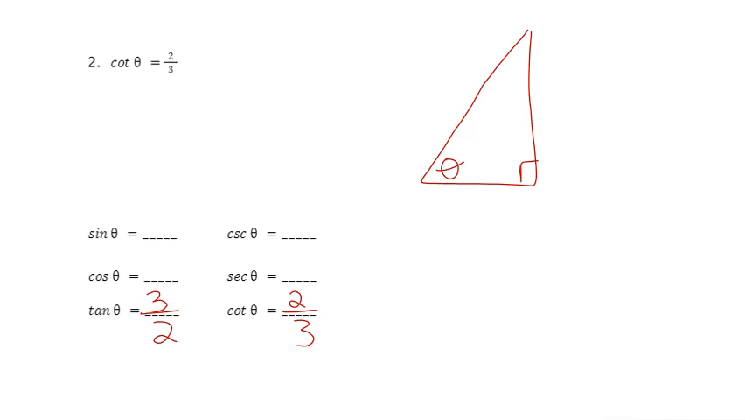In the second example, it's very similar. So again, they tell you cotangent is 2/3. Right away, then I know tangent is the reciprocal, so that's 3/2. And then now we're going to go ahead and draw a right triangle. So I have a right triangle here. I'm calling this theta. This is my hypotenuse. This is my opposite. This is my adjacent.